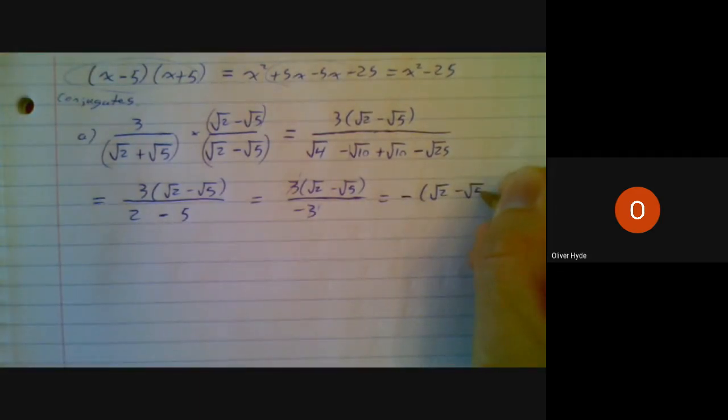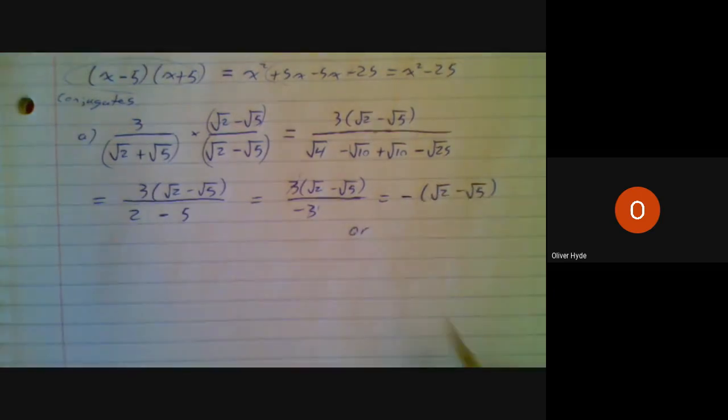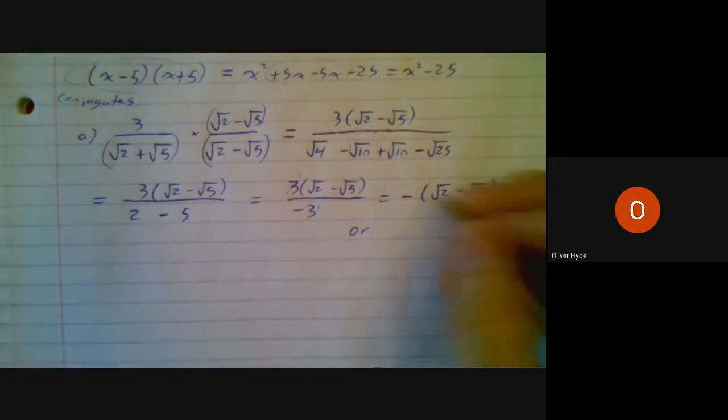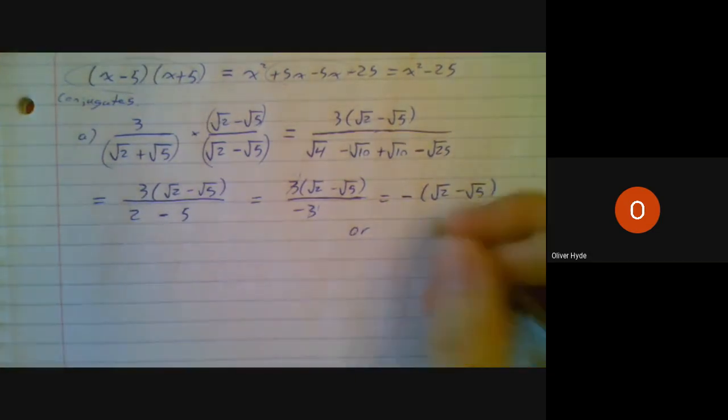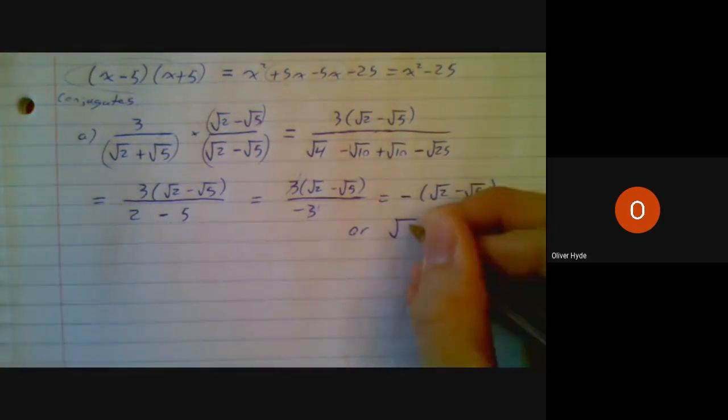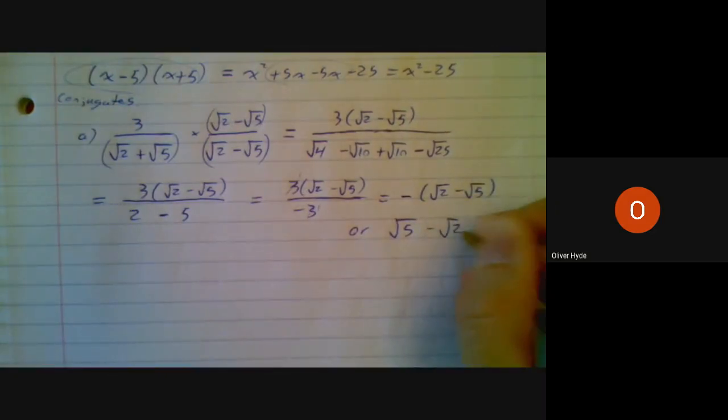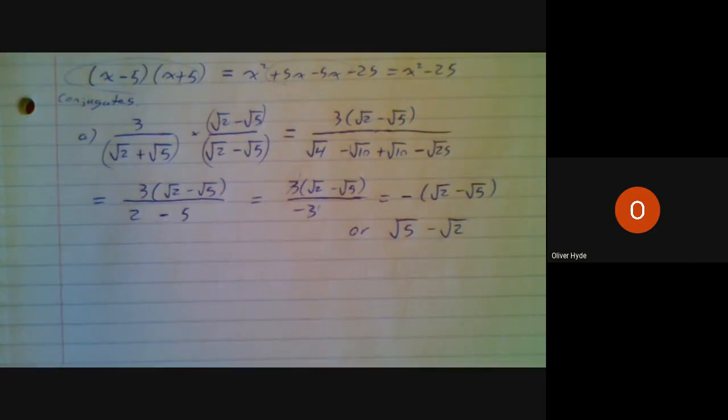And I believe another optional solution in the lesson was maybe distributing this negative through and changing the order, or treating this as the opposite of root 2 minus root 5. The opposite of root 2 minus root 5 is root 5 minus root 2. I've just distributed and rearranged there. Okay.